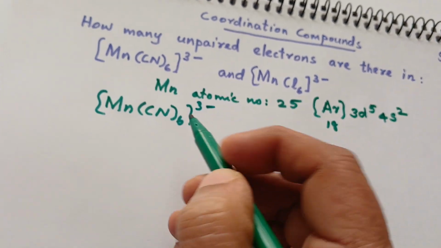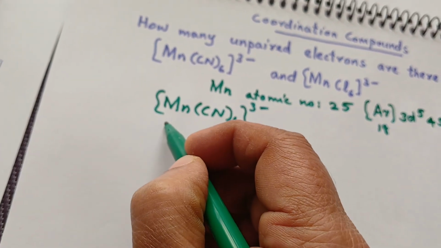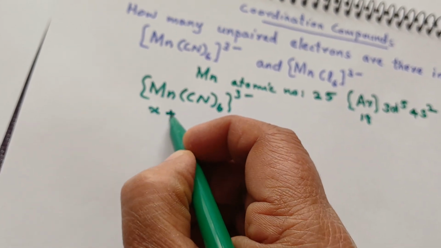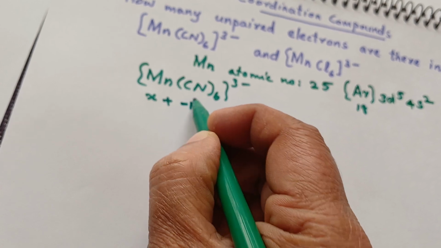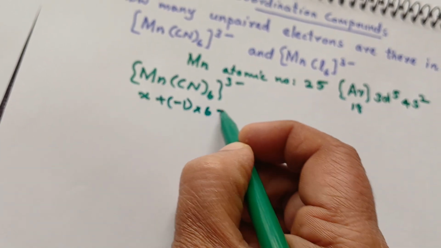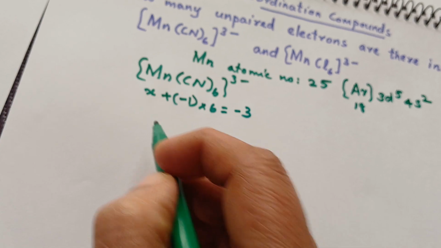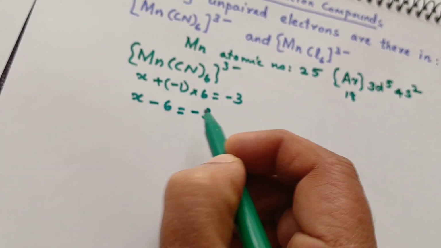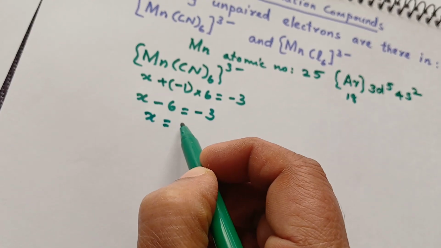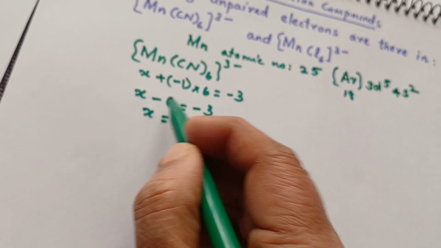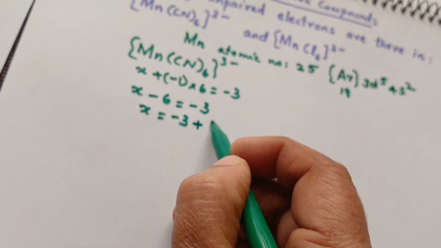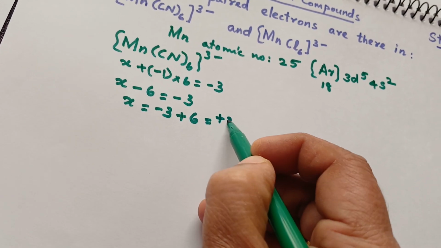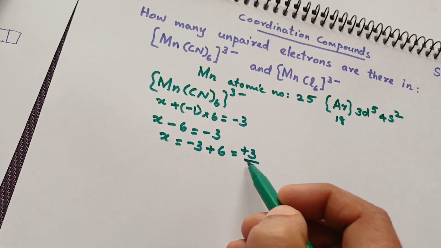3 minus. Let us find its oxidation state. Let Mn have oxidation state X, plus CN having minus 1 into 6, equals minus 3 overall charge. So X minus 6 equals minus 3. X equals minus 3 plus 6. When this 6 comes to this side, X will have plus 3 oxidation state.